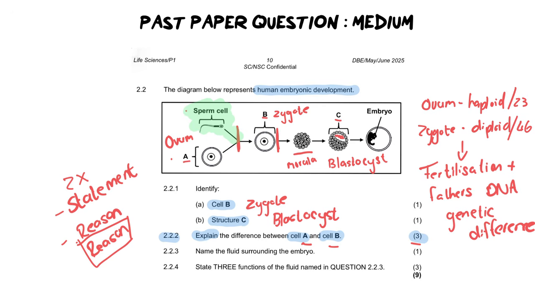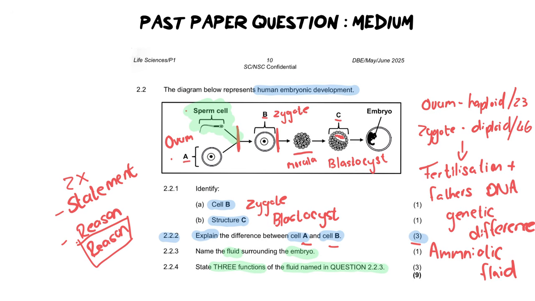Moving on to the next question, it's a very straightforward one. It says, name the fluid surrounding the embryo, which we should all know should be the amniotic fluid. And this is another tricky one because if you misidentify the amniotic fluid, you might not be able to do the next question, which is state 3 functions of the fluid named in the previous question.